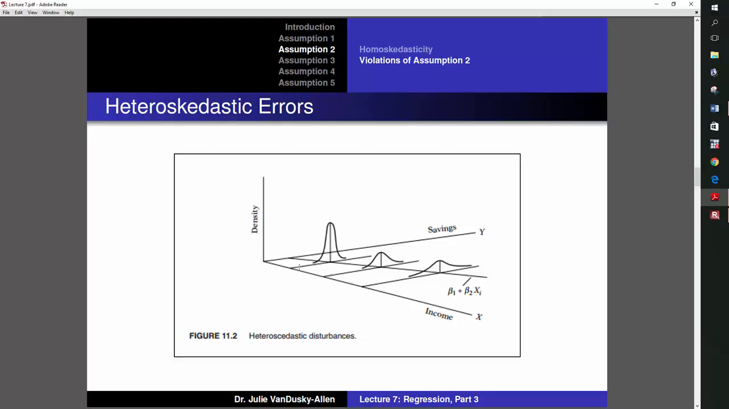The regression model is really good at predicting savings when income is low, as illustrated by this thin distribution here. The mean of the errors is low, and most of the errors are close to that mean. On the other hand, the regression model does a poor job at predicting savings when income is high, as illustrated by this flat distribution here. The mean of the errors is higher, and there are a lot of errors that are even higher than this mean, illustrated by the more flat distribution.